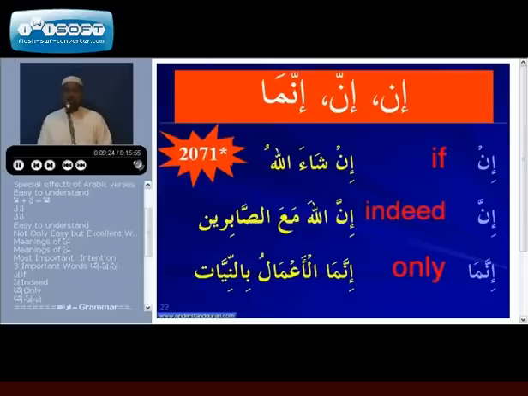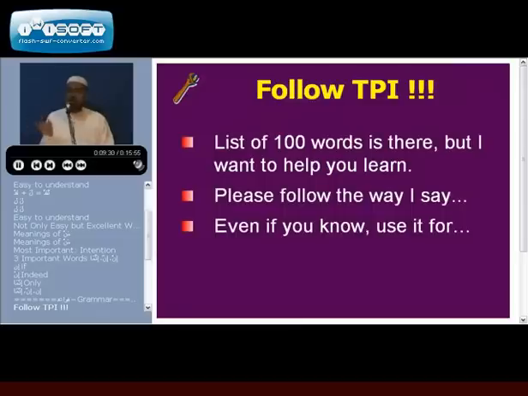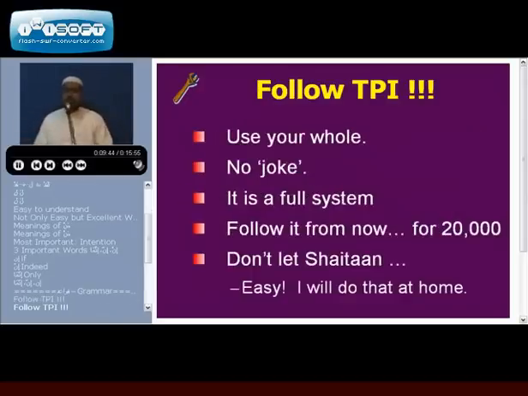The second part of today's session is grammar, and in grammar we will learn 6 words: huwa, hum, anta, antum, ana, nahnu. We will learn it using TPI, total physical interaction. That is, we will use all our existence. We will say it, see it, show it, and think it, and so on.